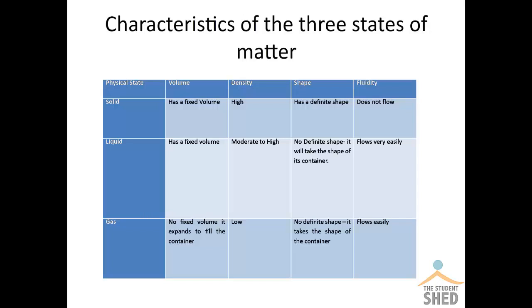Gases, again, don't have any fixed volume. They will expand to fill any container. You can blow into a balloon. The air around you is obviously all gas. Very low density. They don't have a definite shape, and of course, they flow very easily.